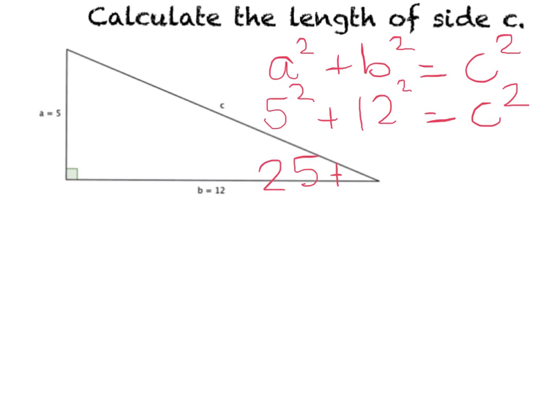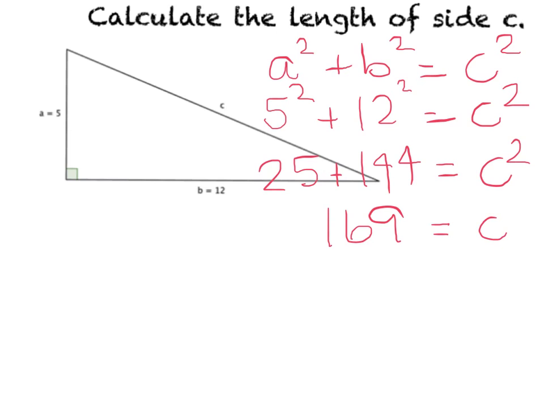And 12 squared is 12 times 12, which is 144. And that's going to equal C squared. So using my equation solving skills, I'm going to solve for C squared. To do that, I need to add 25 plus 144. So that's going to give me 169 equals C squared.